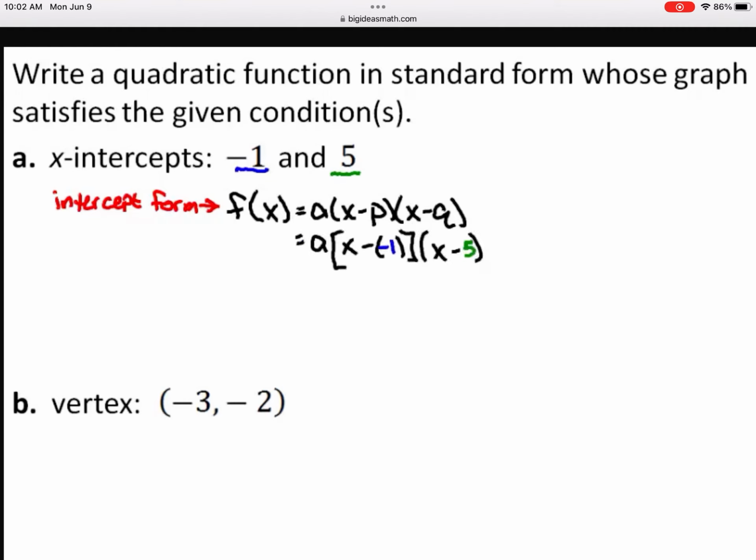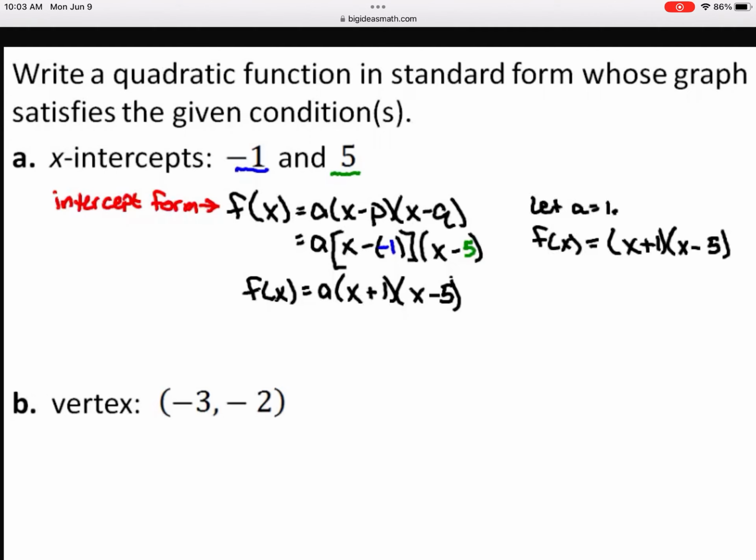X minus -1 can be written as x plus 1. So you have f of x equals a times the quantity x plus 1 times the quantity x minus 5. Many possible functions satisfy the given conditions. The value a can be any non-zero number. To allow easier calculations, let a equal 1.